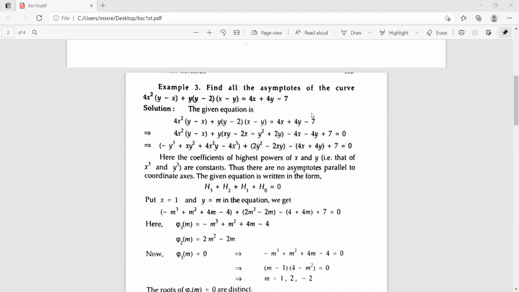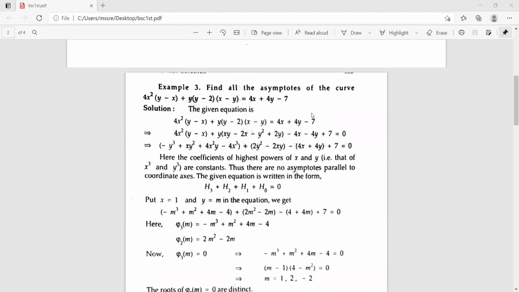Pi 1 of m ಅಂದ್ರೆ ಯಾವುದು? -4 plus 4m. Pi 0 of m ಇವೆಲ್ಲ ಅವಶ್ಯಕತೆ ಇಲ್ಲ, ಆದ್ರಿಂದ ಇಲ್ಲಿ ಬರಲಿಲ್ಲ. Pi 0 of m is 7. Pi 2 of m is 2m square minus 2m. ನೆಕ್ಸ್ಟ್ ಪ್ರೊಸೀಜರ್ ಅಲ್ಲೇ ಇದೆ. ಹೇಗಿದೆ ಅಂದ್ರೆ ವರ್ಕಿಂಗ್ ರೂಲ್ ಅಲ್ಲಿ ಇದೆ ನೋಡಿ.